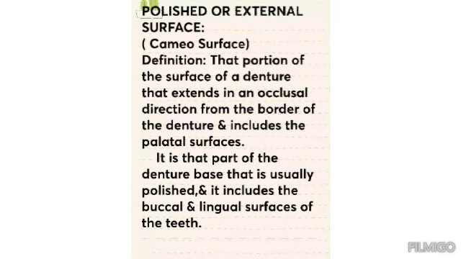And the third one is the polished or external surface. It is also called the cameo surface. The definition is that portion of the surface of a denture that extends in an occlusal direction from the border of the denture and includes the palatal surfaces. So it is that part of the denture base that is usually polished, and it includes the buccal and lingual surfaces of the teeth. So polished surface or external surface is also called cameo surface, and impression surface is also called intaglio surface.